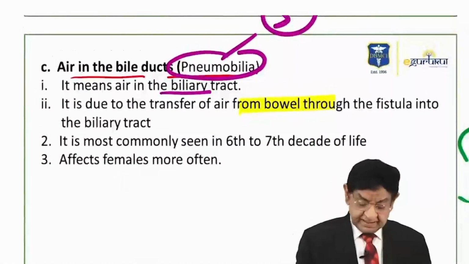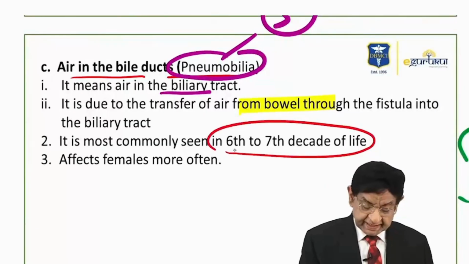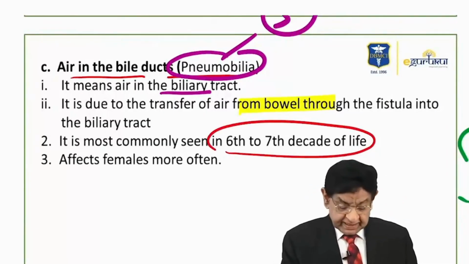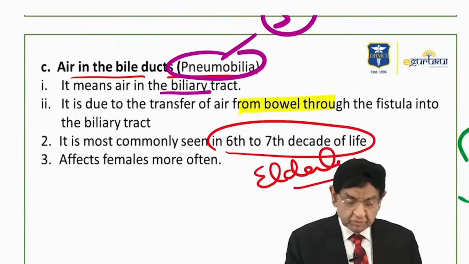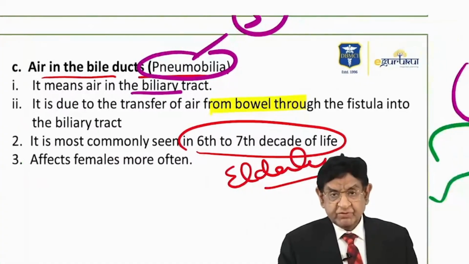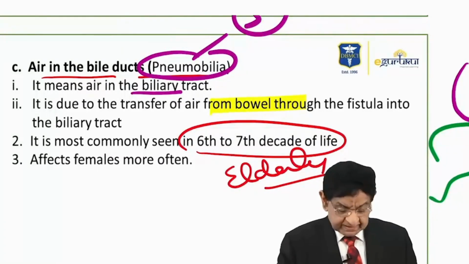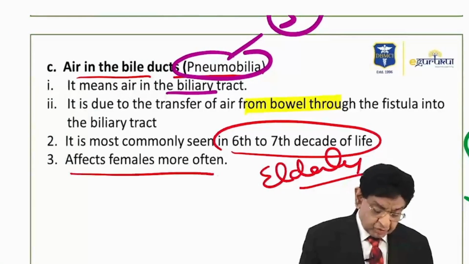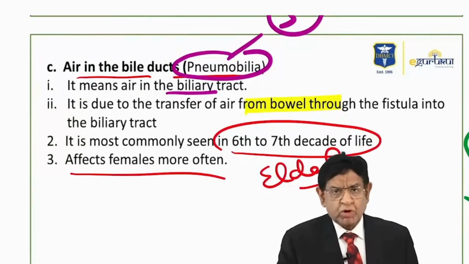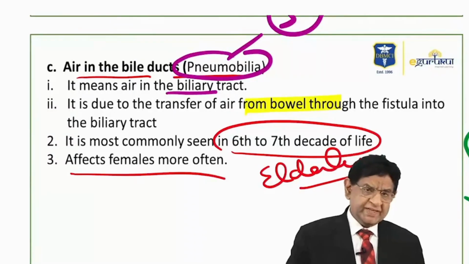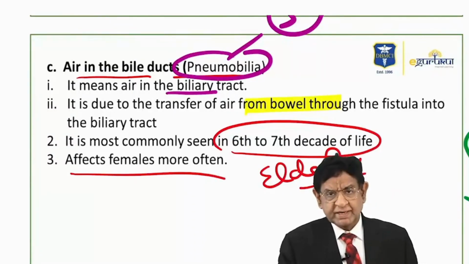Now, Rigler's triad is seen in the 6th to 7th decades. That means it is seen in the elderly person. Although gallstones are common at the age of 40-50 years in fat, fertile females, this is in the 6th and 7th decades. It affects more often females. In fact, gallstone disease as such is more common in females, so definitely we expect this finding to be more common in females.